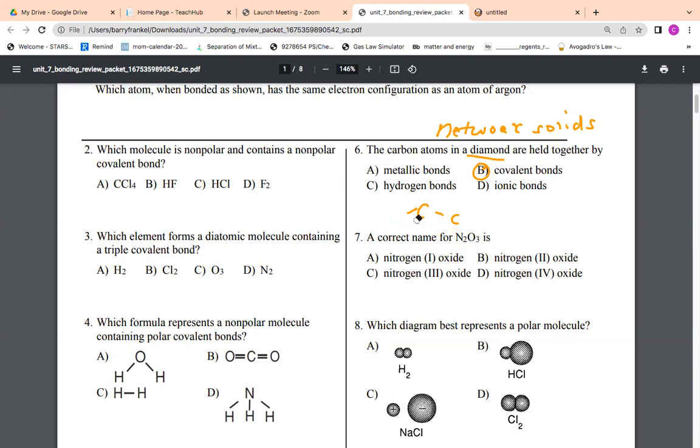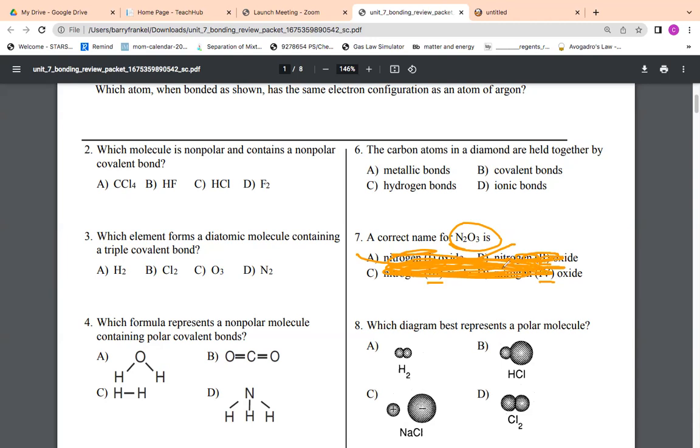Number 7 is really odd. So N2O3, by the way, all these questions are from the regions exam. I just pulled them from regions. N and O are both nonmetals, which would make this a covalent or molecular compound. Now, when we name molecular compounds, we don't use Roman numerals. Roman numerals are used for ionic compounds. Also, in the name for a molecular compound, you should see prefixes. So I'm going to say none of these.